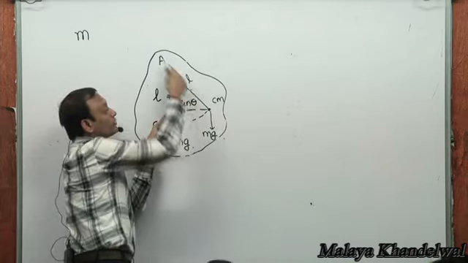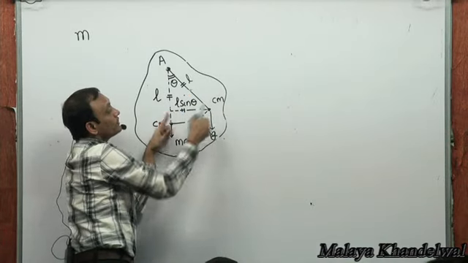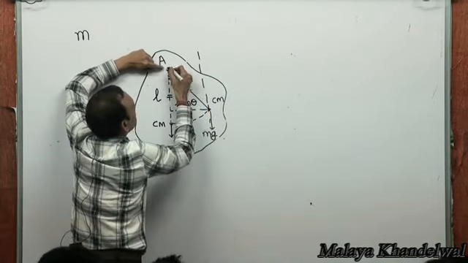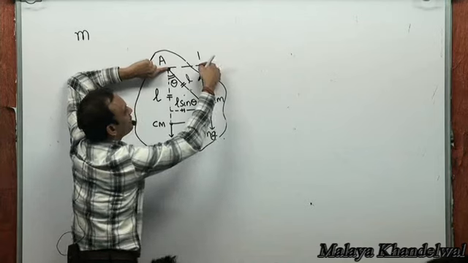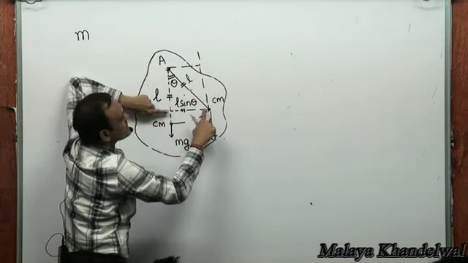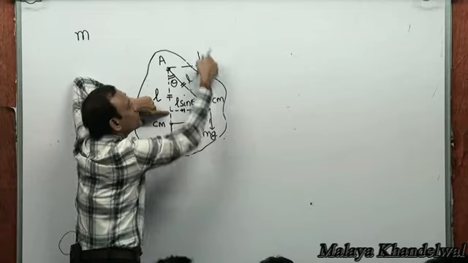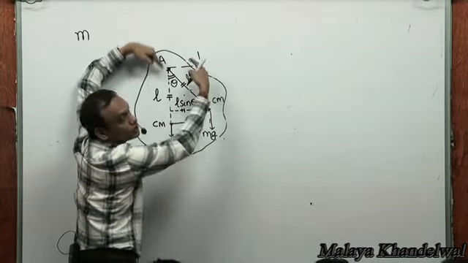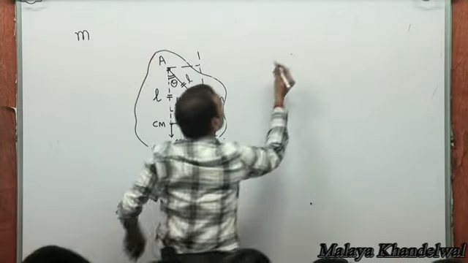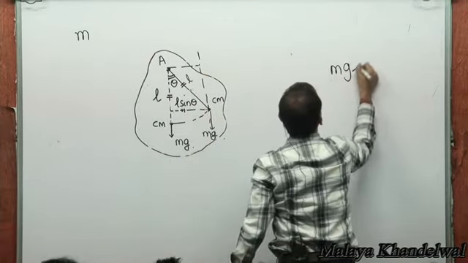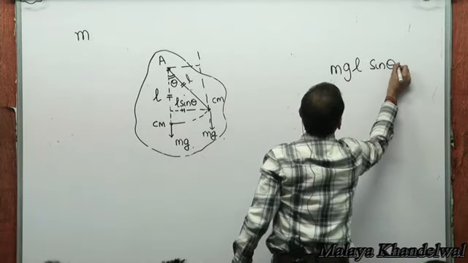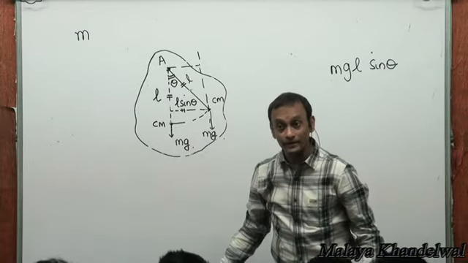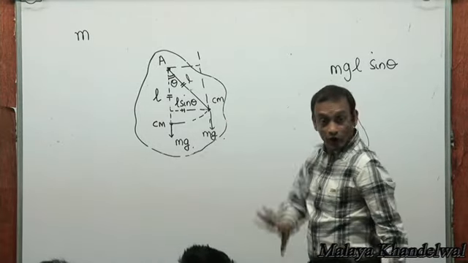So the torque about A that it produces is going to be mg, whose line of action is this. And the perpendicular distance of the line of action of mg from A is this, yes or no? Which is the same as L sine theta. So mg into L sine theta is a torque which is restoring in character. It wants to bring it back to this vertical state, right?